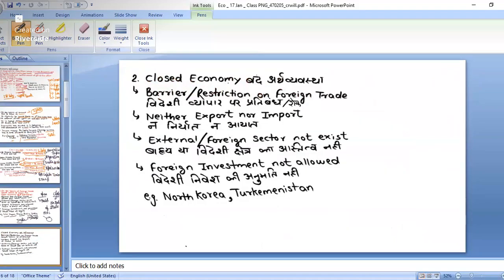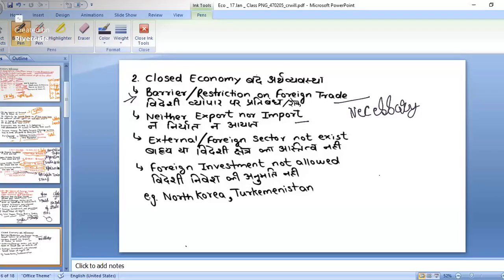If you see the closed economy, what does it mean? We saw that there will be a minimum role of trade, so there are barriers or restrictions on foreign trade. So neither export nor import. The only thing is that some import might be happening. There will be no export, and minimum import might be there, only some necessary things.